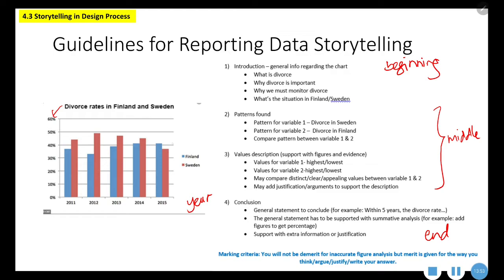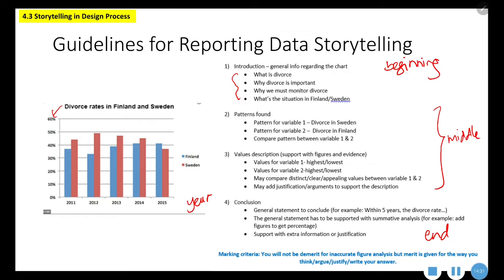So we have to set up the conflicts. What are the conflicts? We are explaining about divorce, why it happens, why we must monitor it, and why it is important. So you have to think wisely, try to relate, and sometimes think out of the box. How can we introduce divorce to the reader?